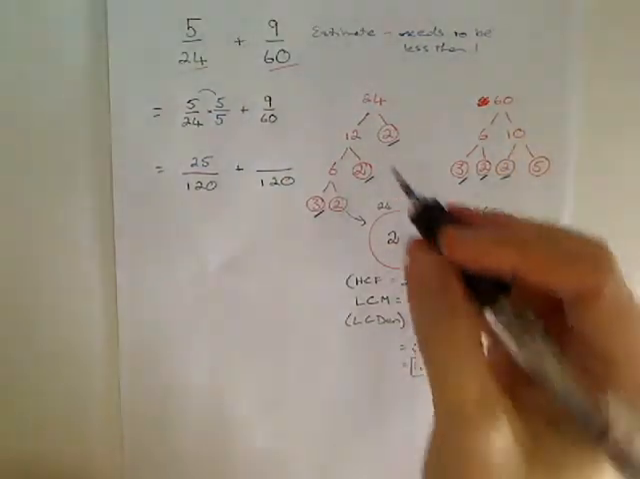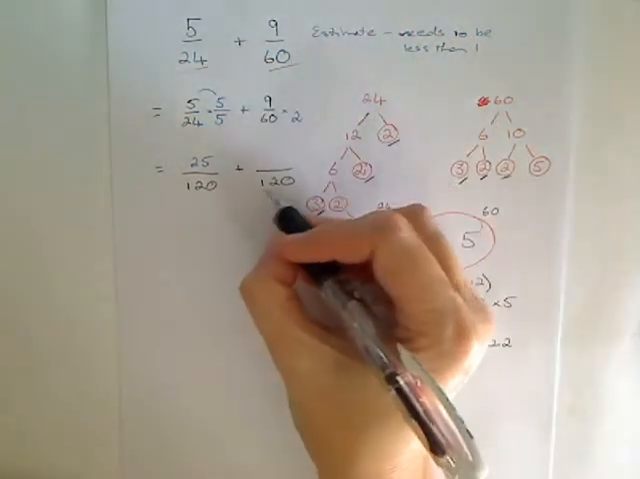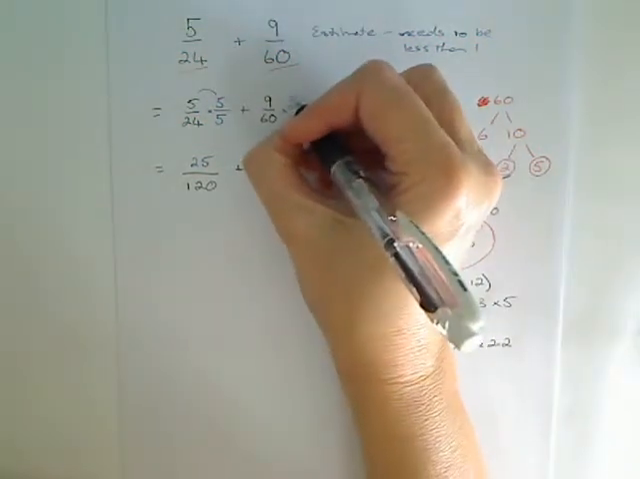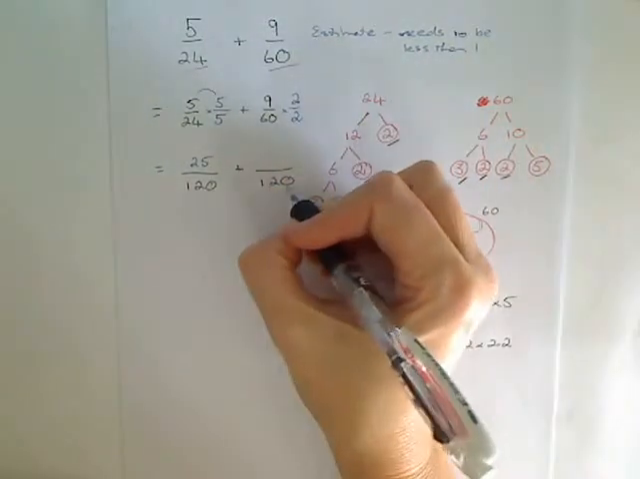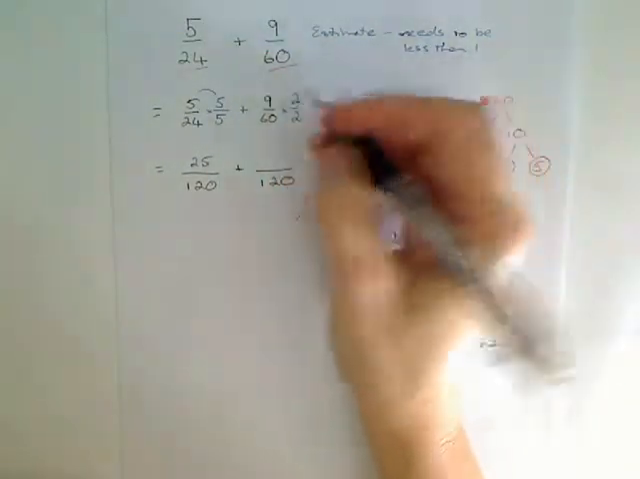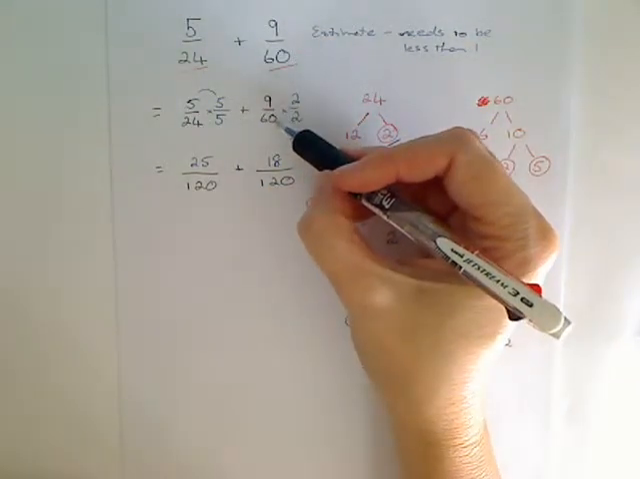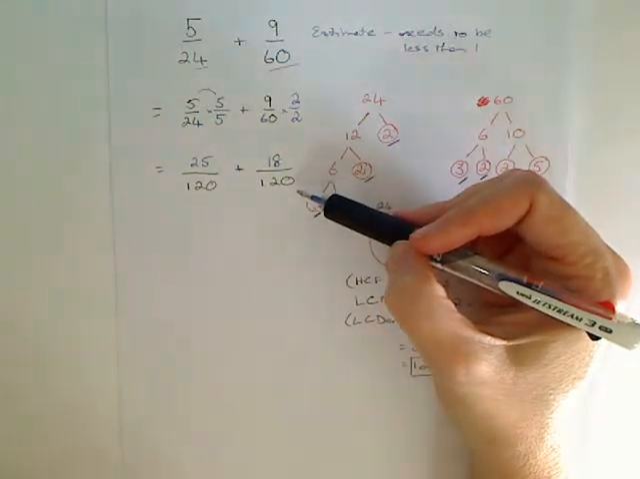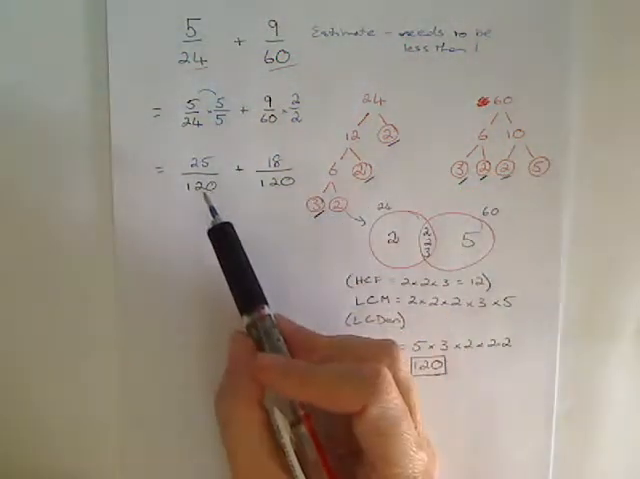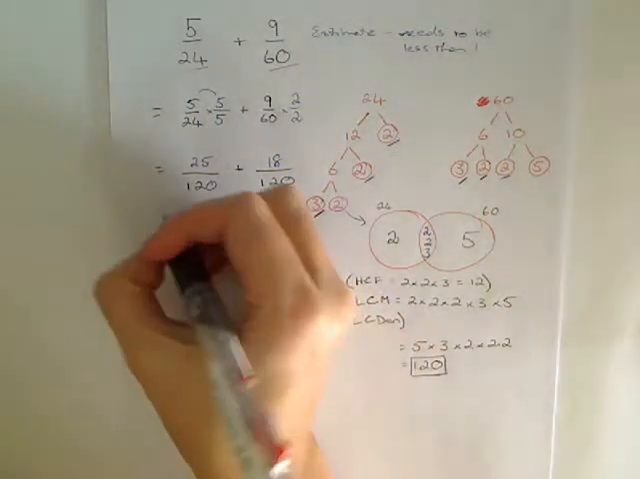Now let's see what we can do over here on the right hand side. 60 by 2 will give me 120, so the digit on the top must be the same. 60 by 2 is 120, and 9 by 2 is 18. So 9 60ths is the same as 18 120ths. And that's going to be helpful for us because now our denominators are the same. We can add up the parts.